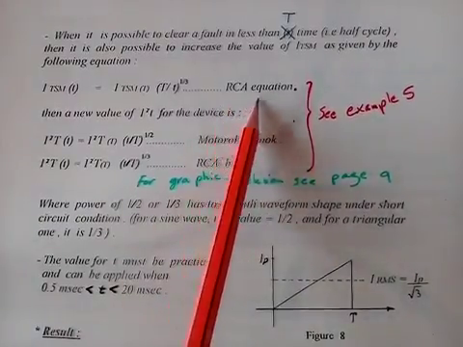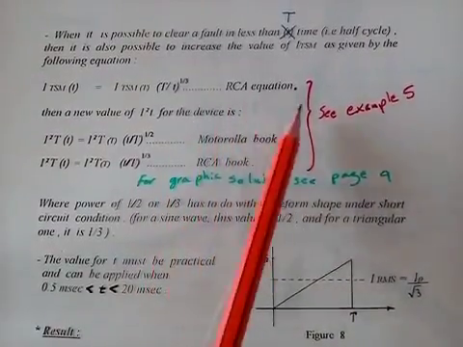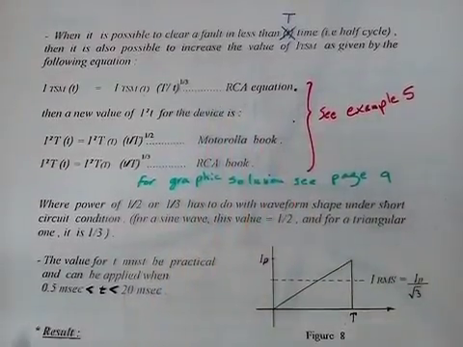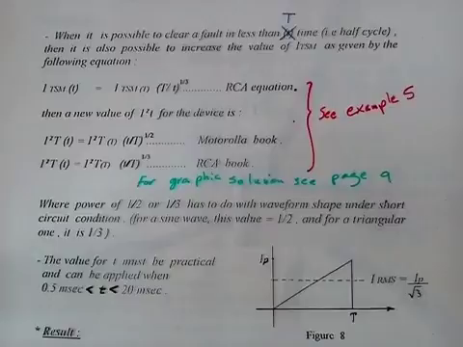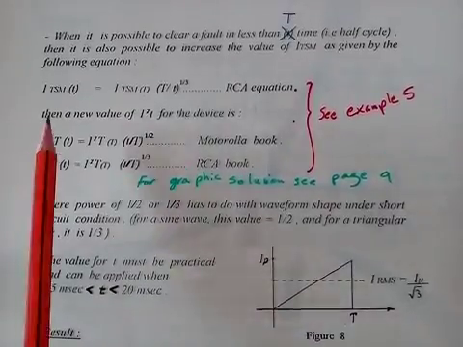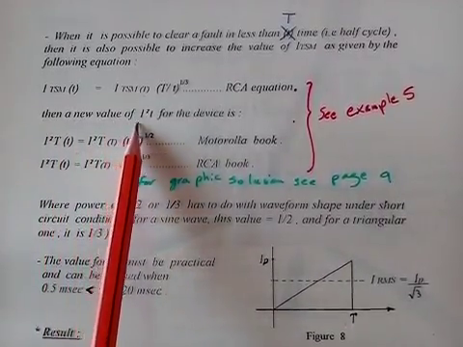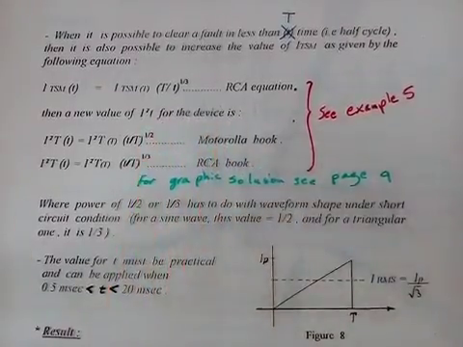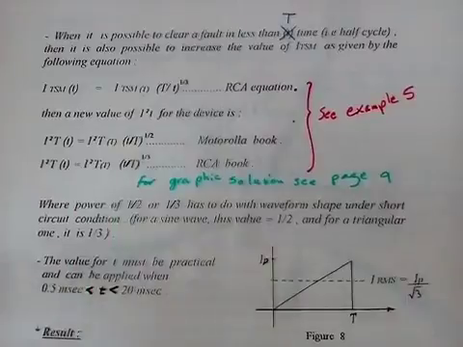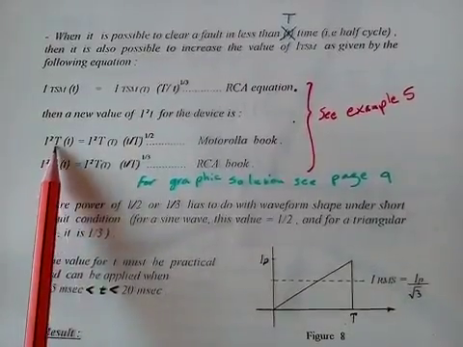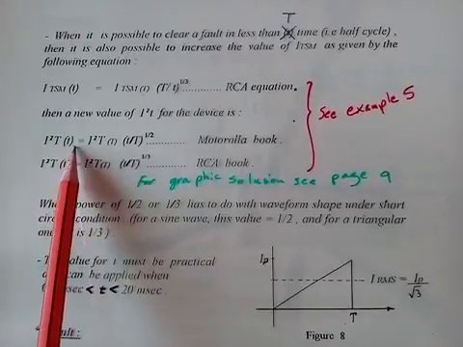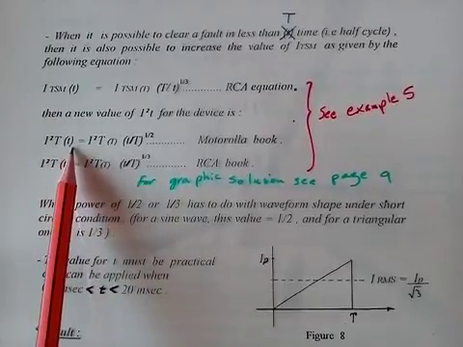That's from an RCA equation, a literature published by RCA. It's given in the references at the end of the lecture. Okay. Then a new value of the I2t for the devices is, according to that, the I2t sub t for the small one, because you are able to clear it in a smaller time.